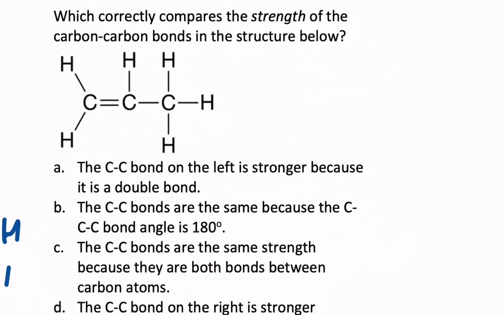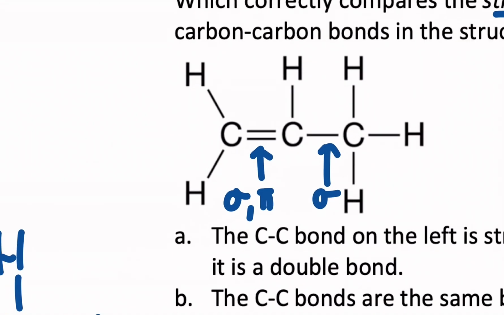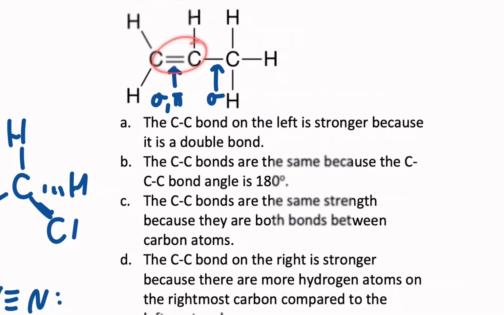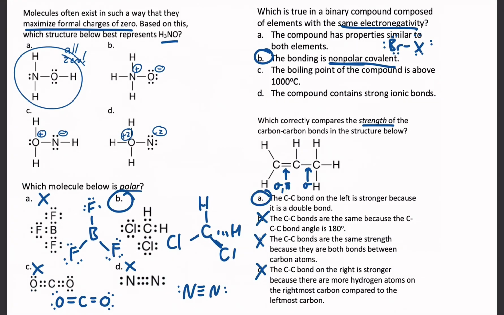Last multiple choice, which compares the strength of the carbon-carbon bonds in the structure below. Well, that double bond is a sigma and a pi. That single bond is just a sigma, so the double should be stronger. So the bond on the left is stronger because it is a double bond. That sure sounds right. Let's check the rest. The CC bonds are the same. No, that is incorrect. The bond on the right is stronger. Nope, not right. It doesn't matter how many hydrogens you have. It's all about the fact that that extra pi bond makes it stronger.